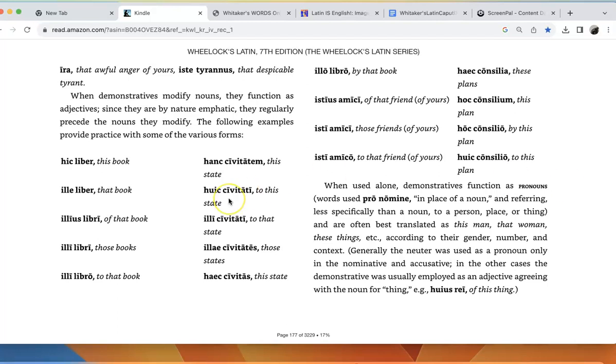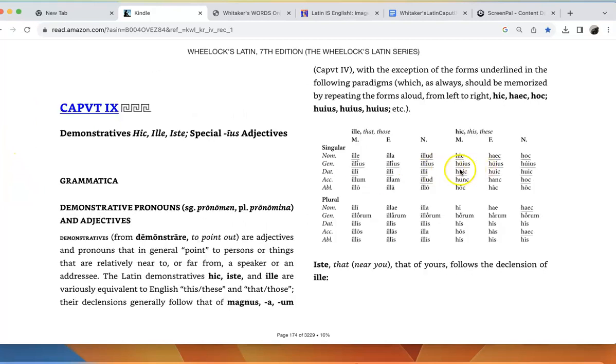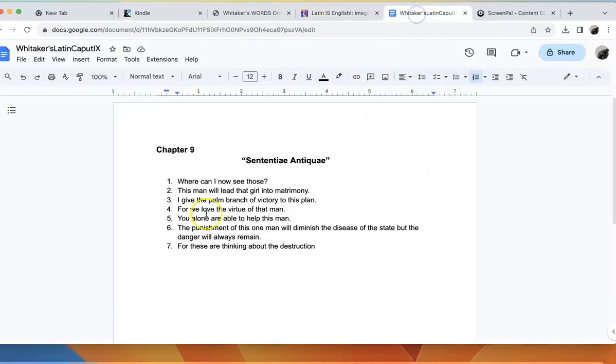Yeah. No, they don't have it on this one. So at any rate, they don't have all the examples, but here huius means genitive, which means of. And then this is how we translate it because it's singular. And then civitatis is genitive. We had that earlier. And again, if we're not sure, we'll look it up. It's where we get the word state. So for these are thinking about the destruction of this state.